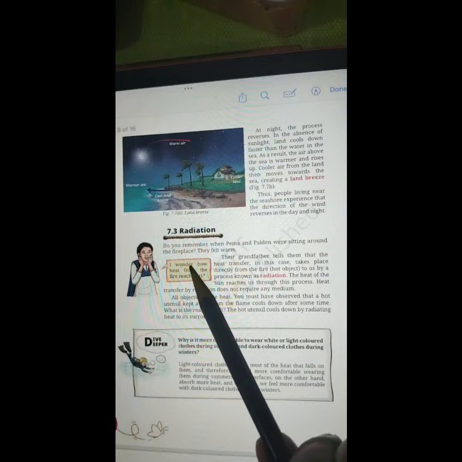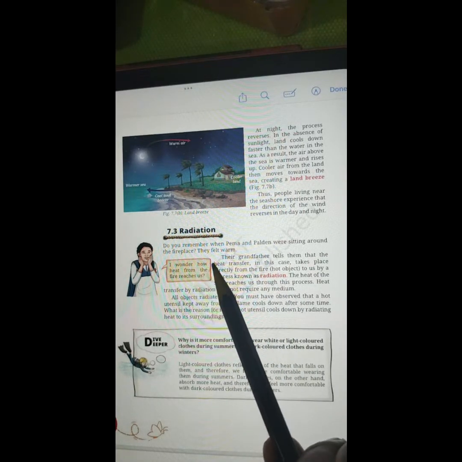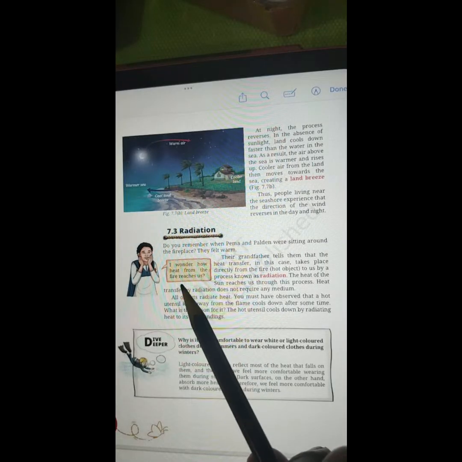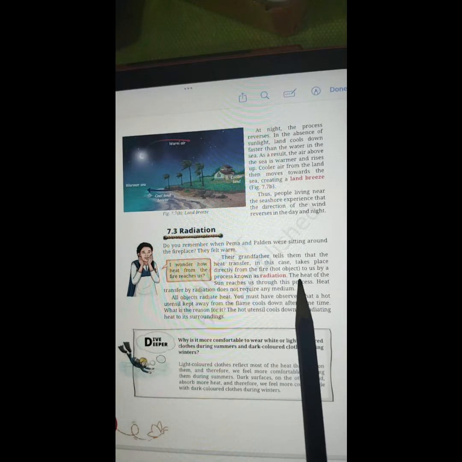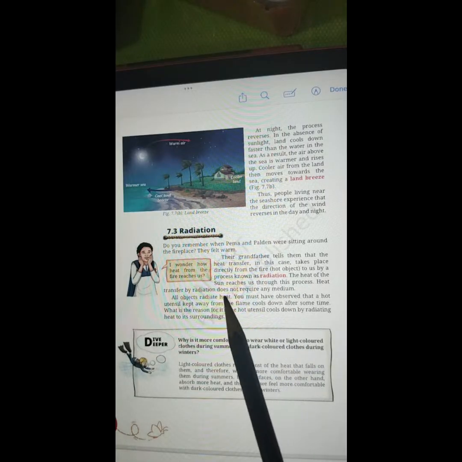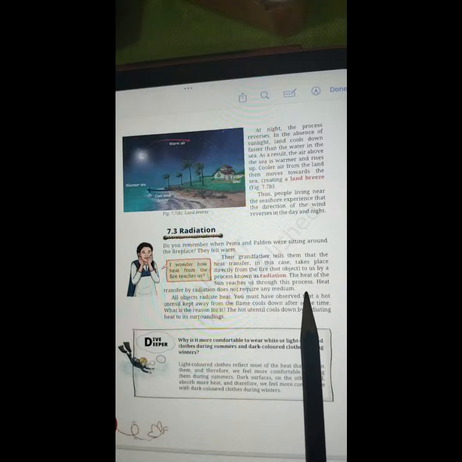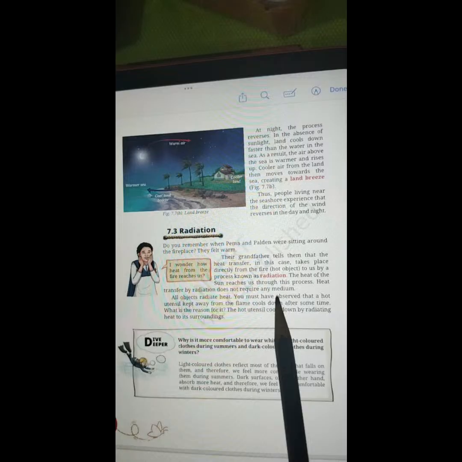7.3 Radiation. Do you remember when Pema and Palden were sitting around the fireplace? They felt warm. I wonder how heat from the fire reaches us. Their grandfather tells them that the heat transfer in this case takes place directly from the fire or the hot object to us by a process known as radiation. The heat of the sun reaches us through this process. Heat transfer by radiation does not require any medium.